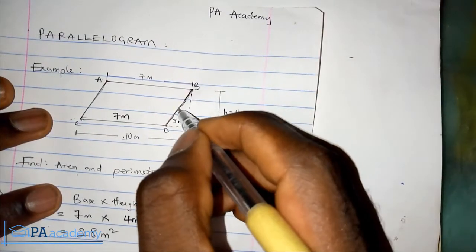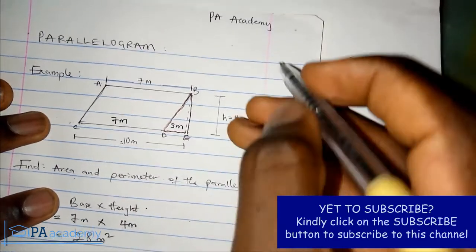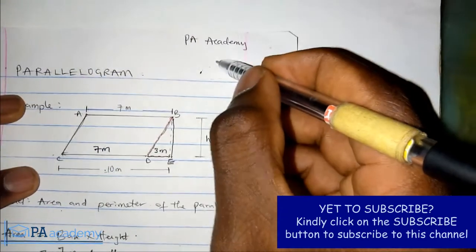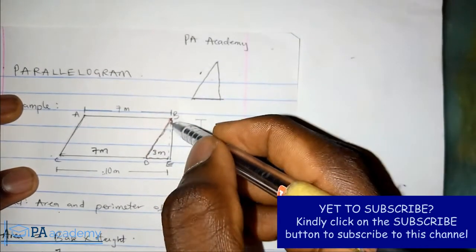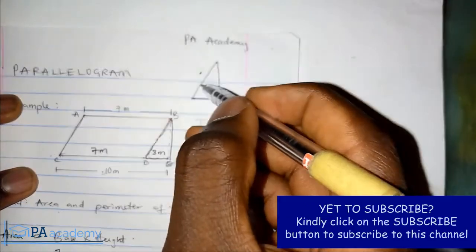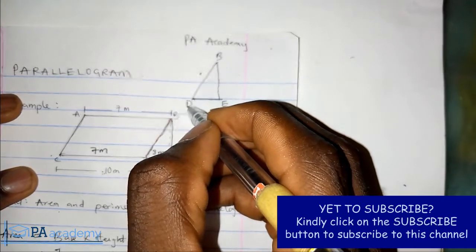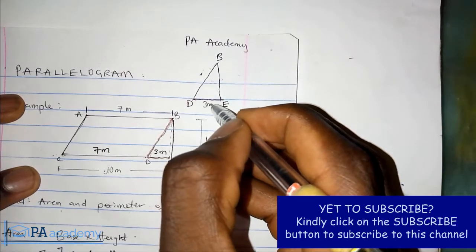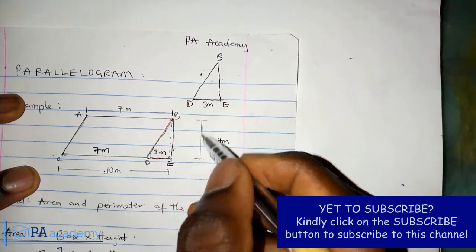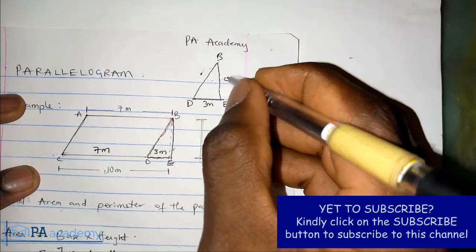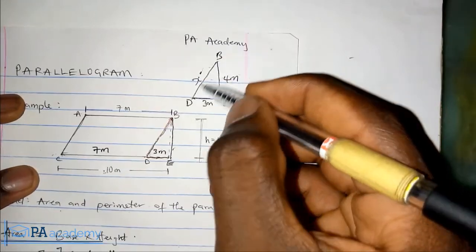Now let's bring out this particular section. This shape is what I want to bring out. This is it here. Let me draw it here. If I bring out this shape, this is B, this is E, and this is D. Now here is 3 meter. Now the height, this is it here, I'm given to be 4 meter. Now we don't know what this place is, which is BD.